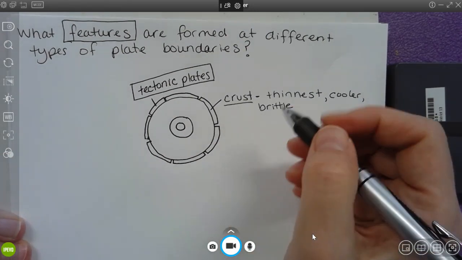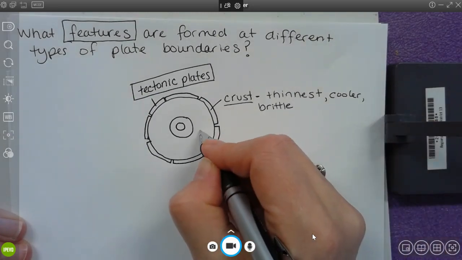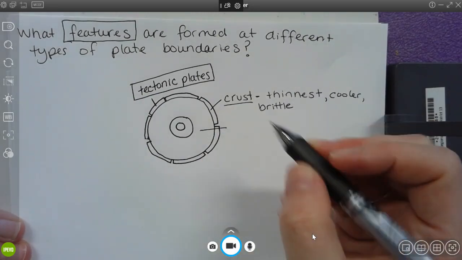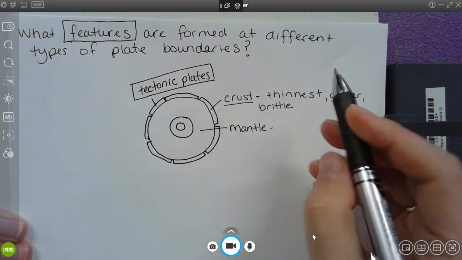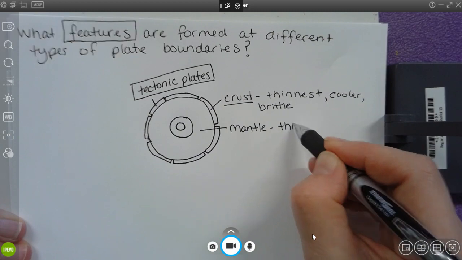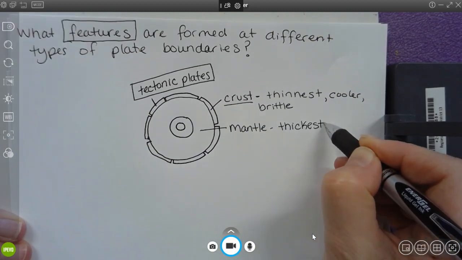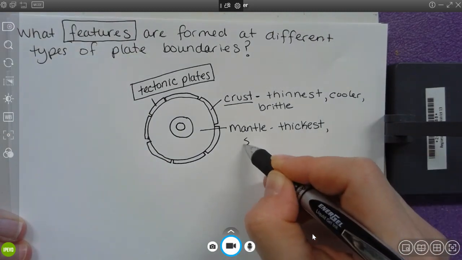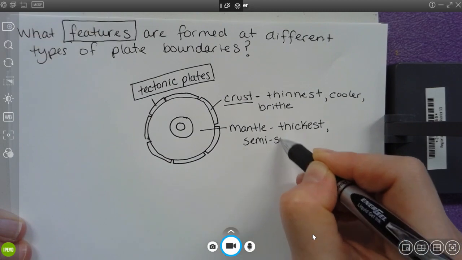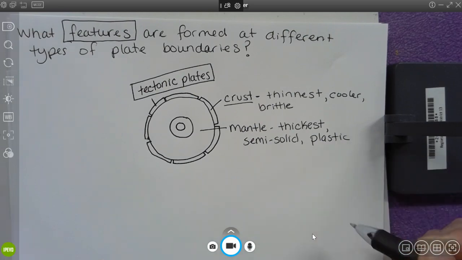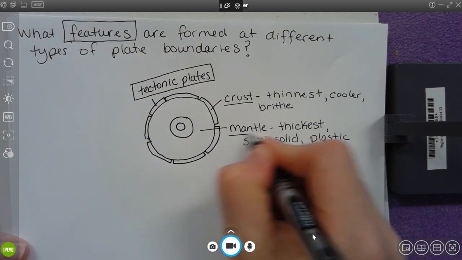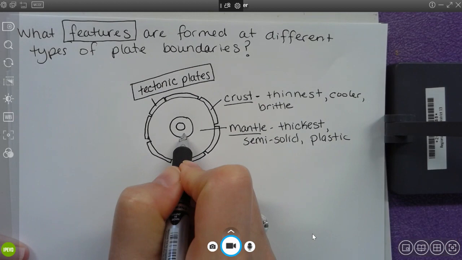Now, the crust sits on top of what layer? The mantle. The mantle is the thickest layer. It is semi-solid, and we say that it's sort of like plastic, and it behaves like plastic. So in other words, it's not brittle like the crust, it gives. It has some give to it. So the mantle. Then we go in another layer.